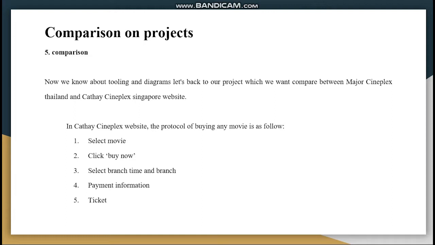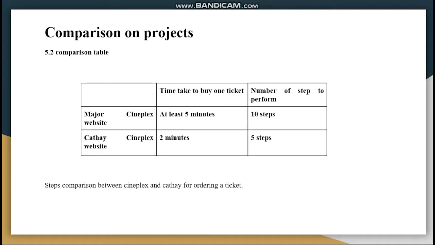In Cathay Cineplex, the protocol of buying any movie is as follows: select movie, quick buy now, select branch, time and branch, payment information, and ticket. And this is a comparison table. So you can see the Major Cineplex will take a lot of time, at least 5 minutes, and the number of steps that you have to perform is 10 steps. But what about the Cathay website from Singapore? You just take half of the time and number of steps to perform.